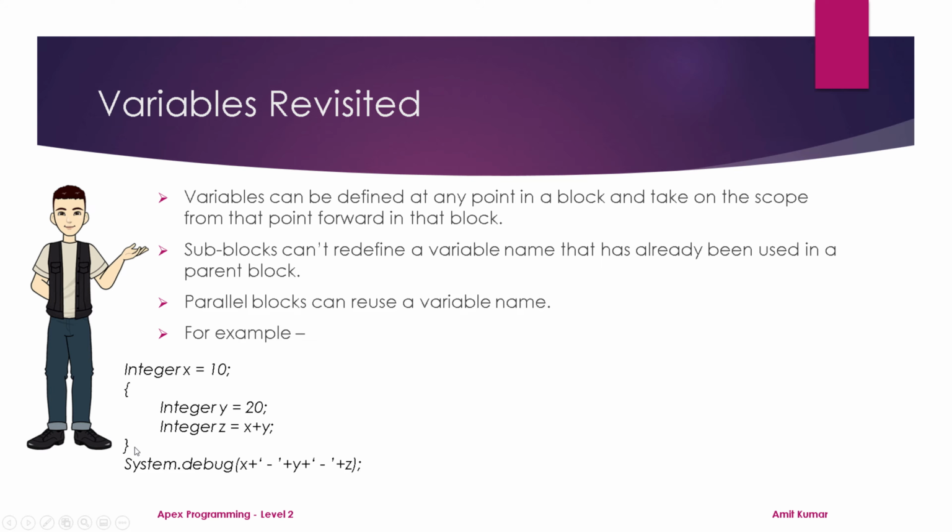So if we try to use x, y and z outside this sub-block, then definitely y and z are going to show an error, as their scope belongs to this block only. We can't use y and z outside this block, but certainly we can use x, because x is declared in the parent block itself.